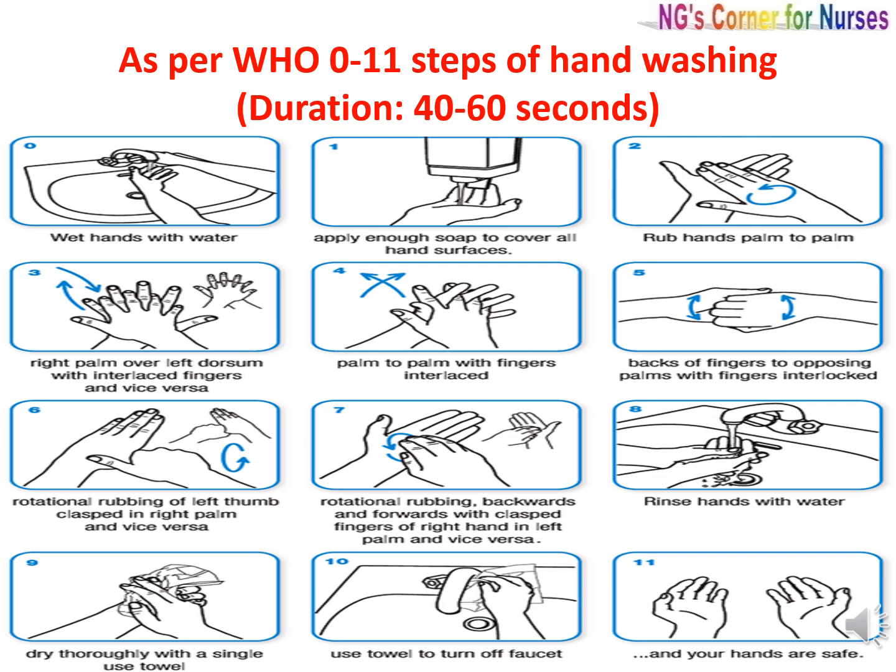Next, rinse hands with water. Dry thoroughly with a single use towel or a paper towel. Use the towel to turn off the faucet, or use your elbow to turn off the faucet. And your hands are safe. This is the 11th step. So this total is 0 to 11 steps of hand washing.